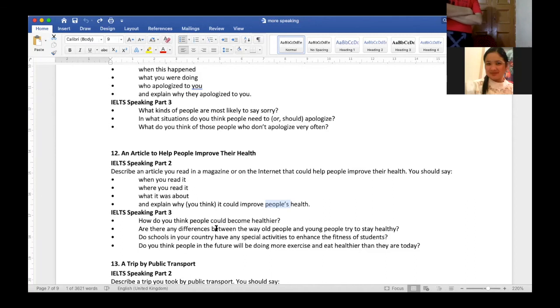Do academic institutions in your country have any activities to enhance the fitness of the students? Well, there are no special activities in our country to enhance the fitness of the students.